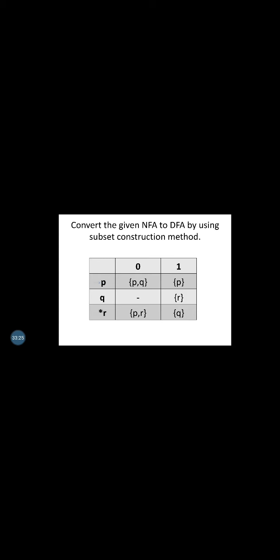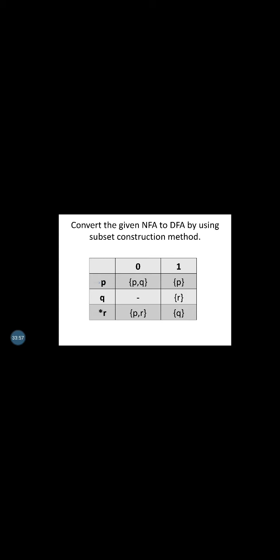Students, again I repeat, here we have to convert the given NFA to DFA by using the subset construction method. You will be given either the transition diagram or a transition table. From the transition table or the transition diagram of the NFA, you have to construct the DFA.